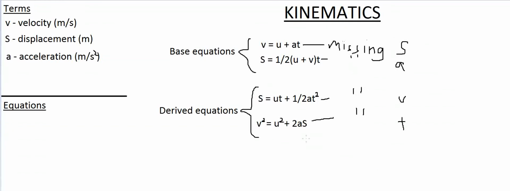So you may be thinking, is there some equation that has u as the missing quantity? The answer is yes. First, you must rewrite the first equation as u equals v minus at, and you sub that into the second equation. You can get s equals vt minus half at squared.